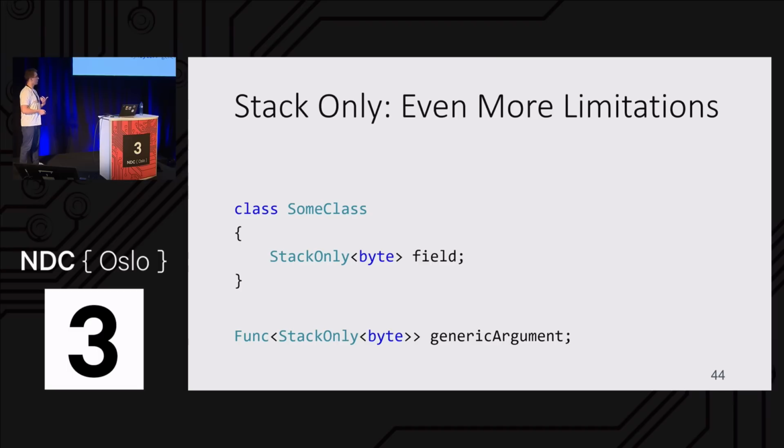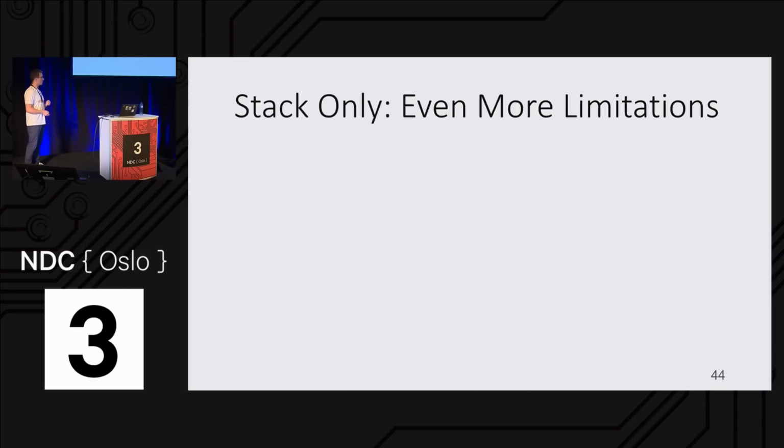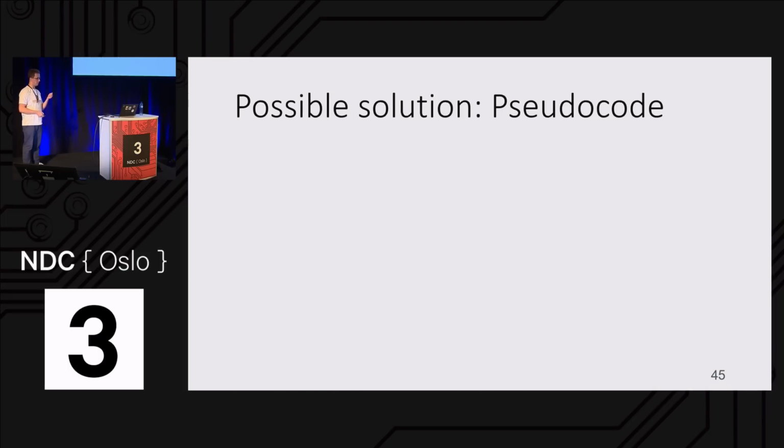Moreover, they also cannot be fields in non-stack-only types because they would be allocated on the heap one day. And then they also cannot be generic arguments. A long list of limitations, but only when it comes to passing them as arguments and when it comes to generic arguments. And Microsoft has a few ideas how we can still make span usable for everybody. So the idea is not production ready yet.